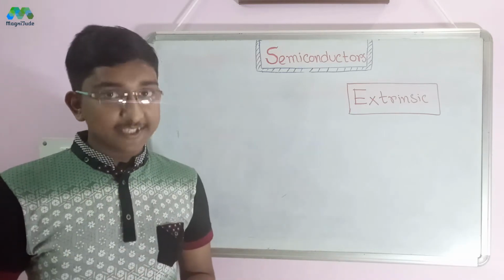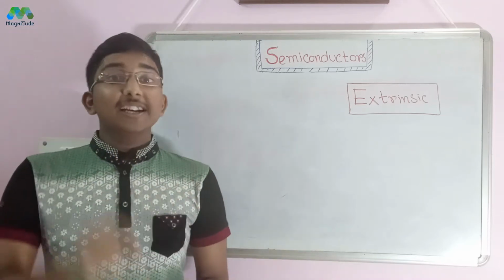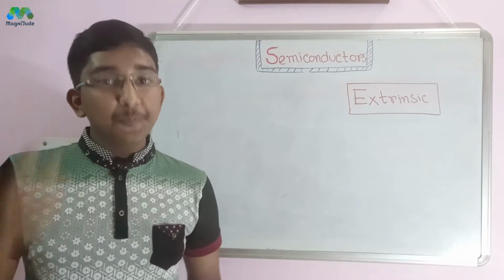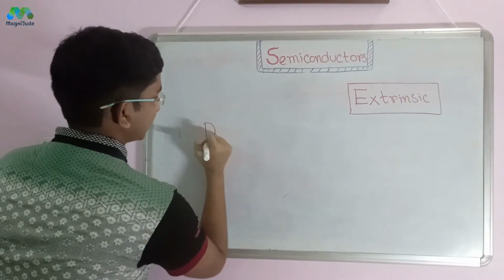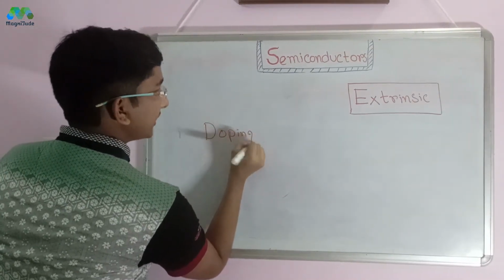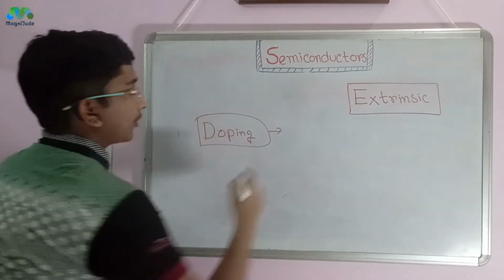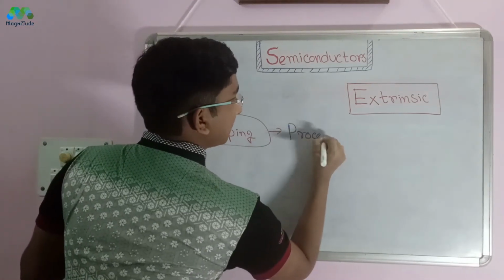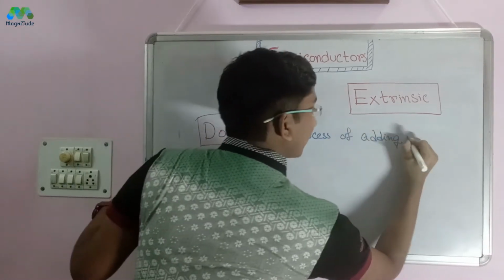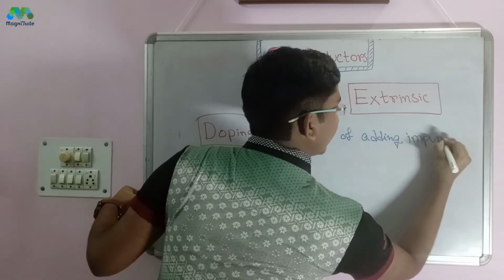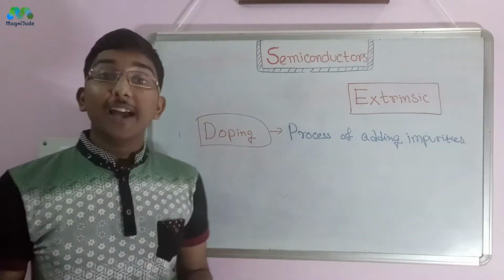So we have now learned that we have to add some impurity, but the process of adding these impurities is known as doping, and doping is a very important term in semiconductors. If anyone asks you what doping is, doping is nothing but the process of adding impurities. The process of adding impurities is known as doping.